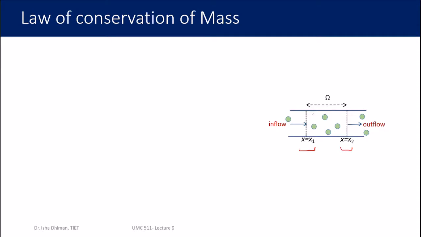These are just representing the molecules, just for the pictorial representation, but we know that the fluid is continuous, the liquid or whatever it is. Omega is just a notation, doesn't matter right now. This is the inflow at the left boundary, x equals x1, and this side it's going outflow. So this is just to depict the direction of the flow.